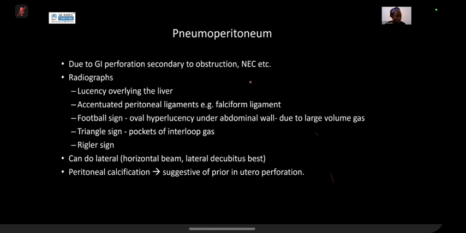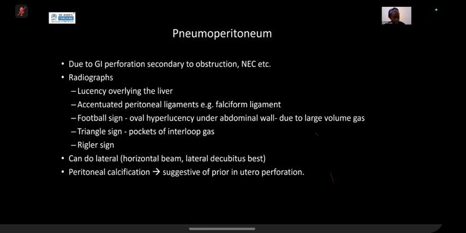So on the radiograph, we're looking for lucency overlying the liver. It also will then accentuate peritoneal ligaments. So sometimes you'll see the falciform ligament in the liver outlined by the gas. You'll see the football sign, which we saw on the first case, which is an oval hyperlucency, which sits underneath the anterior abdominal wall. And that's because you've got such a large volume of gas, it just rises and sits underneath the abdominal wall. You'll see triangle sign, which is pockets of interloop gas, which we've seen on 2 of the cases, and wriggler sign, which is where you see both sides of the bowel wall.